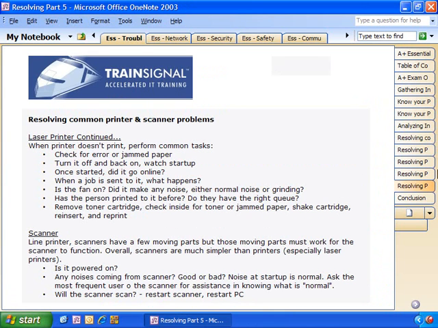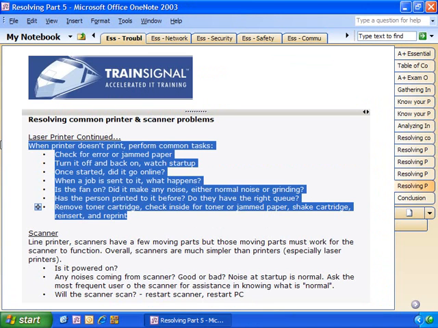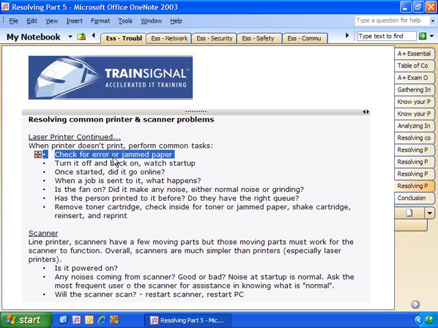All right, we have a few more laser printer topics here. Here's some common tasks to perform when the laser printer doesn't print. So first, check for an error or jammed paper. If there's an error on the front of the printer and the printer's offline, that's why it's not printing. Check to see if there's jammed paper inside. Open it up, take out the toner cartridge, check the paper path.